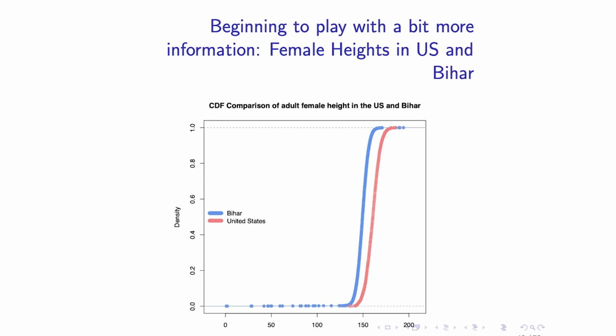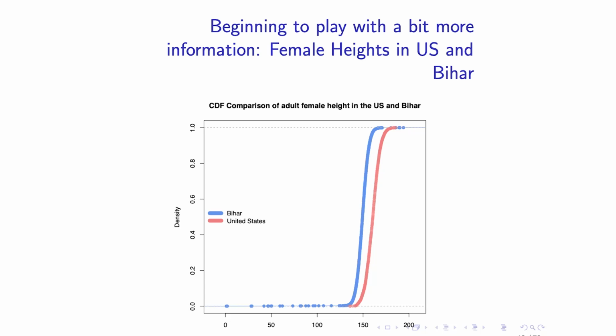So the US curve looks shifted to the right regardless compared to the Bihar curve. So what does it tell us? It tells us that whatever the threshold that we pick, there are more women that are below this threshold in Bihar than there are in the US.